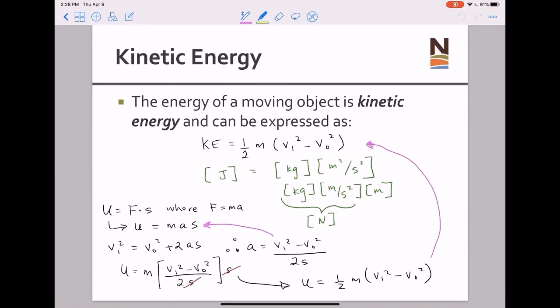Kinetic energy, down at the bottom here, we see it is equal to 1/2 m, not just v squared, but v1 squared minus v naught squared. So a final velocity minus an initial velocity, each of those terms squared. Okay.